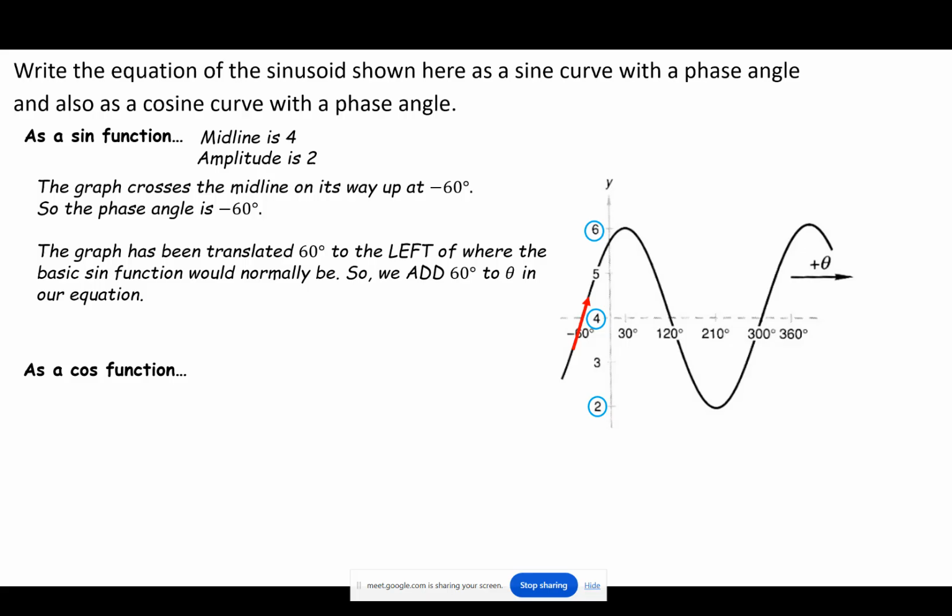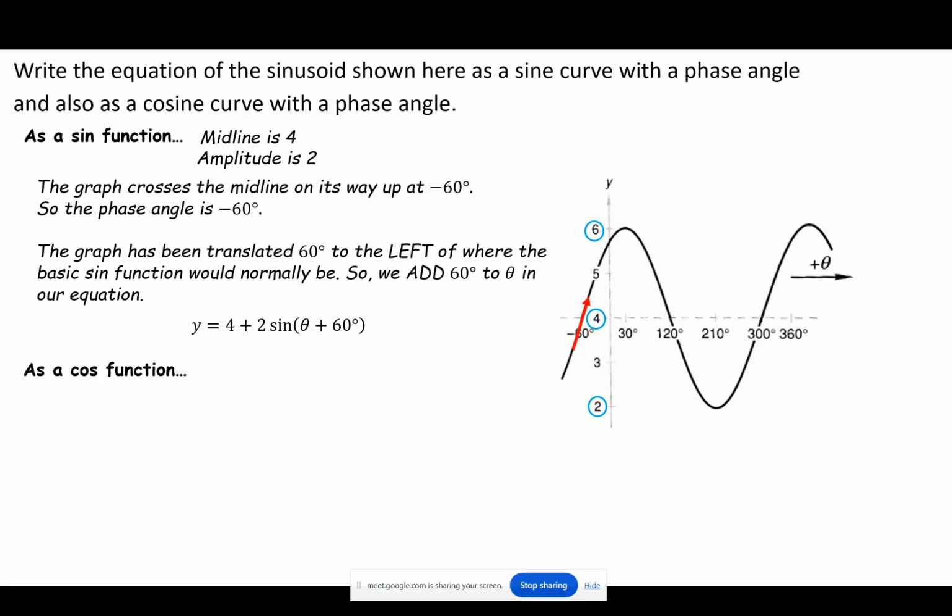The graph has been translated 60 degrees to the left of where the basic sine function would normally be. So we add 60 to theta in our equation. So y equals 4, which is the midline, plus 2, which is the amplitude, times sine quantity theta plus 60.